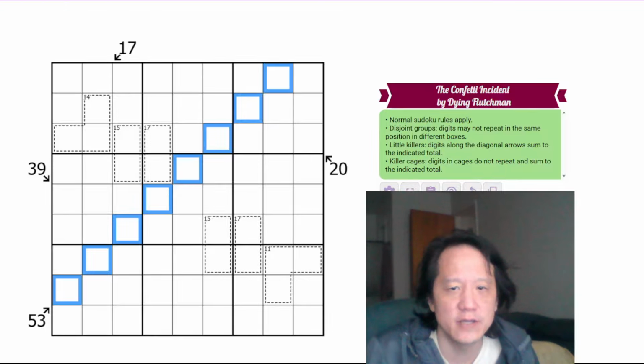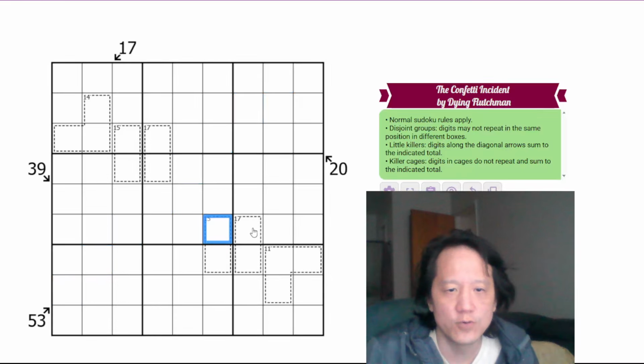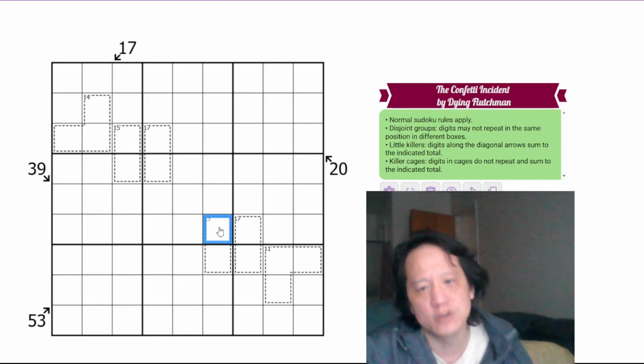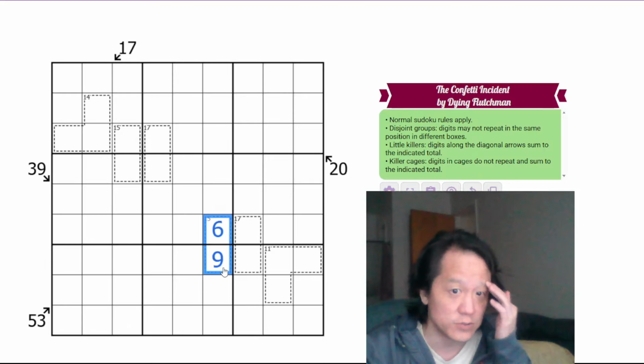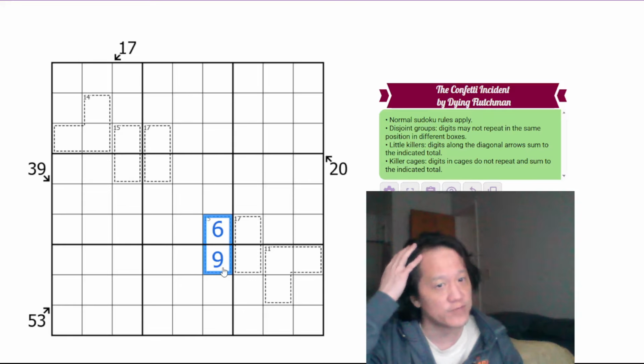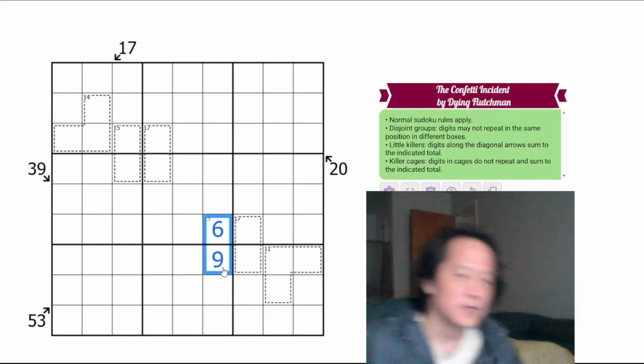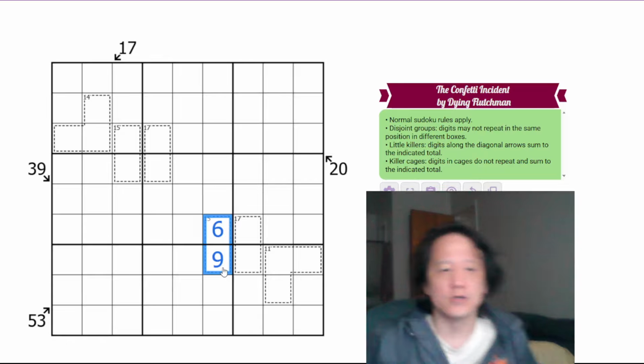And then finally, we have killer cages, where digits in cages do not repeat and sum to the indicated total. So these two add up to 17. For example, if we had a 6 here, this would have to be a 9 here, because these 2 digits must add up to 15. Anyways, those are all the rules.